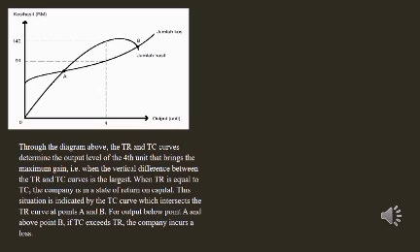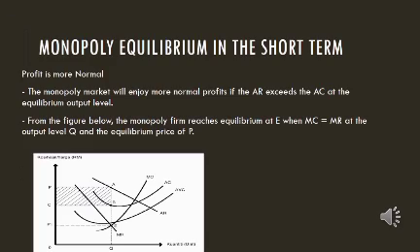When TR is equal to TC, the company is in a state of return on capital. This situation is indicated by the TC curve which intersects the TR curve at points A and B. For output below point A and above point B, TC exceeds TR, so the company incurs a loss.